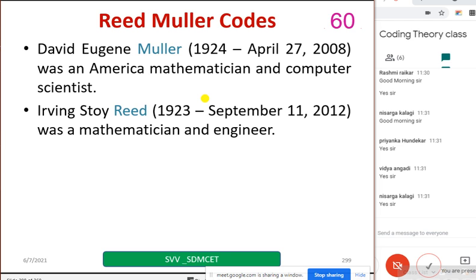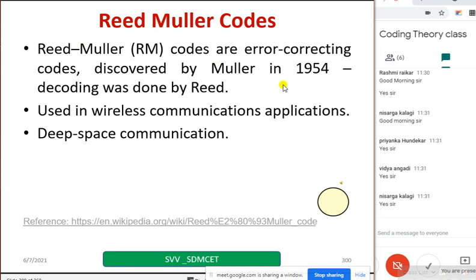Reed Muller codes. Muller, 1924 to 2008, was a mathematician, and the other person is Reed, who lived 1923 to 2012. He was also a mathematician and also an engineer. These two people contributed to this code. Reed Muller codes are error correcting codes discovered by Muller in 1954, but decoding was developed by Reed. These are used in wireless communication applications as well as in deep space communications.